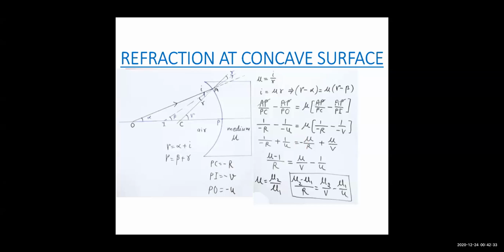So children, let's consider the triangle OAC. Now in triangle OAC, gamma is the exterior angle. So the exterior angle is equal to the sum of the opposite interior angles. If we see alpha and the angle of incidence I, they are the interior opposite angles. So gamma will be equal to alpha plus I, right? This is one thing.